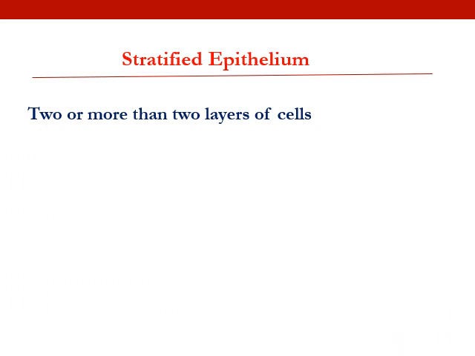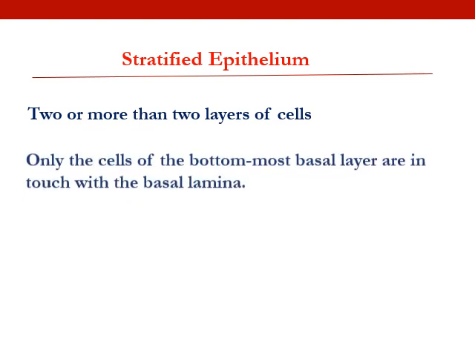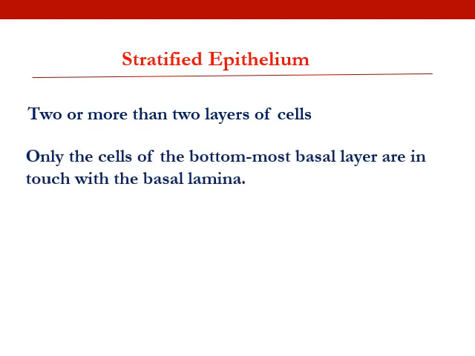The other type of epithelial tissue is stratified epithelial tissue. This type of tissue is composed of two or more layers of cells, and only the cells of the bottommost basal layer are in touch with the basal lamina.